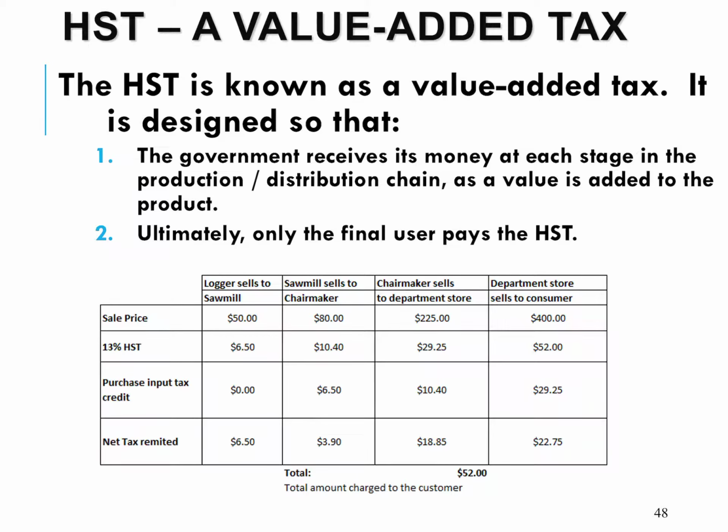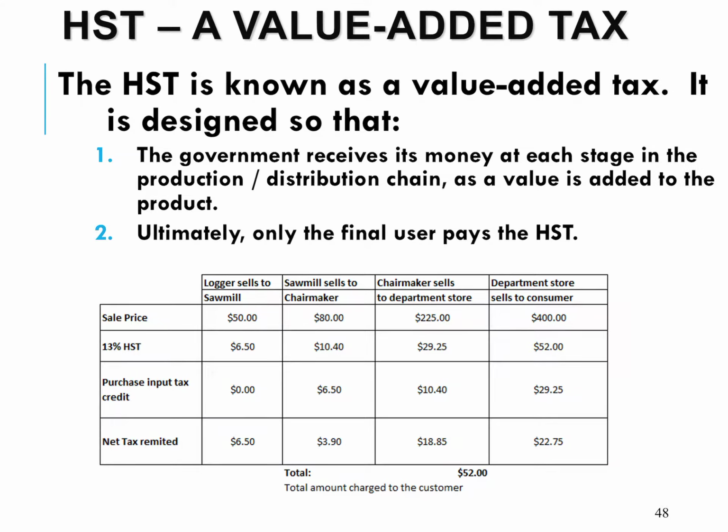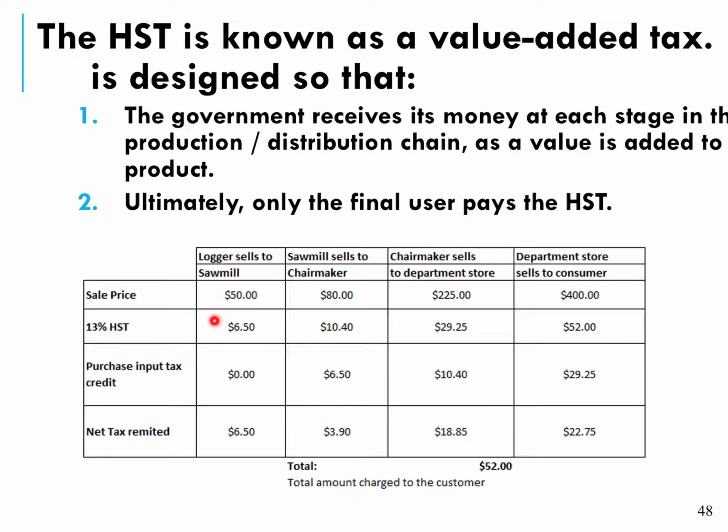So here we have an example. It's similar to the example if you've watched the one for GST. It's pretty much the same numbers. The only thing, of course, that is different is HST is about 13%. It will vary province to province because it includes PST as well as GST. So if you look at the numbers, what happens? Well, the first person here has to collect $6.50. The next person, $10.40, $29.25, and $52. So as they charge more, they have to collect this amount.